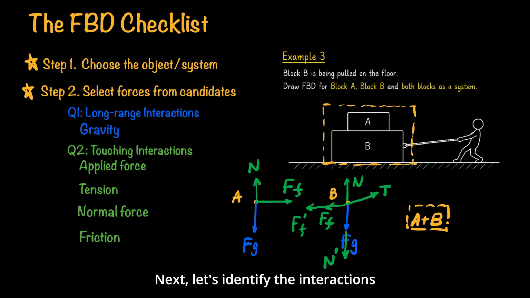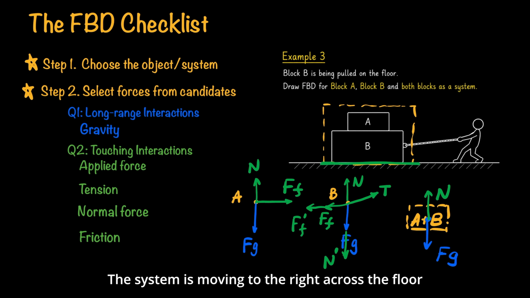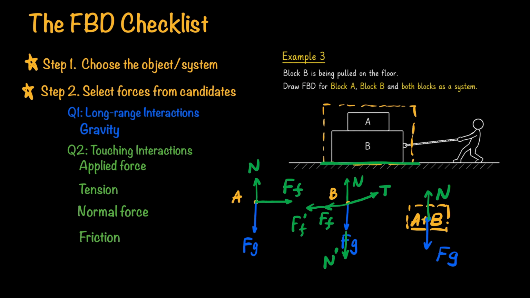Next, let's identify the interactions. First, is there a long-range interaction? Yes. So I'll draw the gravitational force in the diagram. Then, what's touching the system? The floor. The floor supports the entire system. So I'll draw the normal force. The system is moving to the right across the floor, so I'll draw the friction force. Since the friction opposes the motion between the floor and the system, it points to the left.